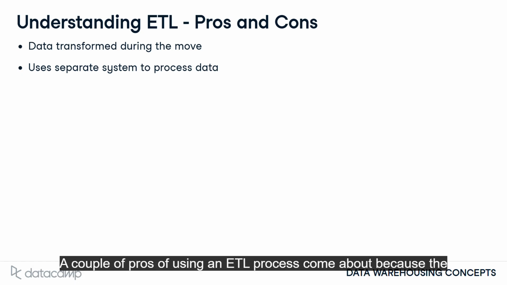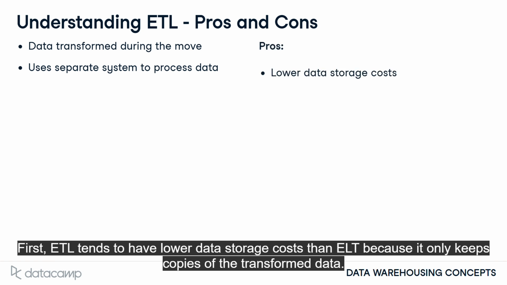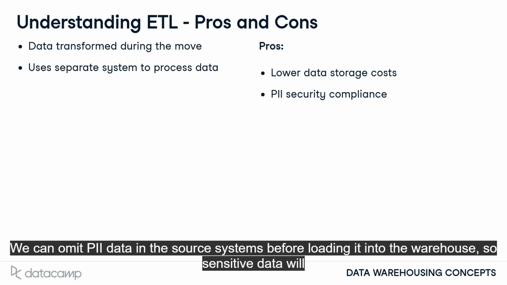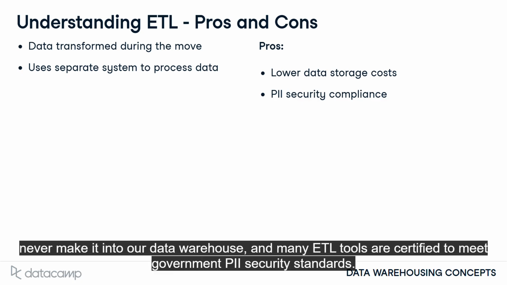A couple of pros of using an ETL process come about because the process only delivers clean and transformed data to the warehouse. First, ETL tends to have lower data storage costs than ELT because it only keeps copies of the transformed data. Secondly, meeting compliance security standards on PII, or personally identifiable information, is more manageable. We can omit PII data in the source systems before loading it into the warehouse, so sensitive data will never make it into our data warehouse. And many ETL tools are certified to meet government PII security standards.